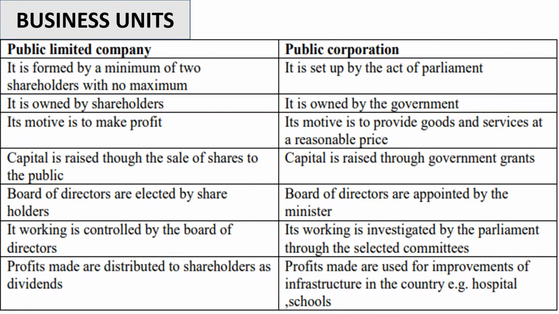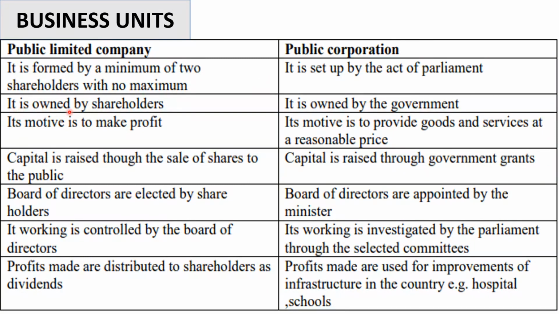Okay, the last part is where we compare the difference between public limited company and public corporation. Hope you'll be able to see. Otherwise, just follow my voice. So a public limited company is formed by a minimum of 2 shareholders with no maximum. Well, a public corporation is set up by the Act of Parliament. There's nothing like number of people coming together to form a company.